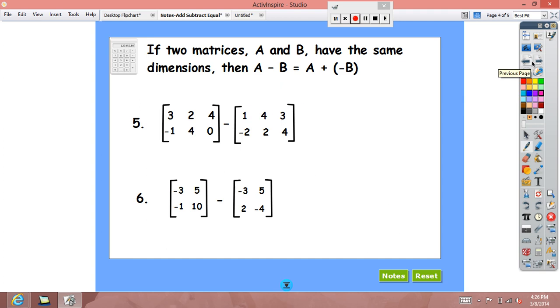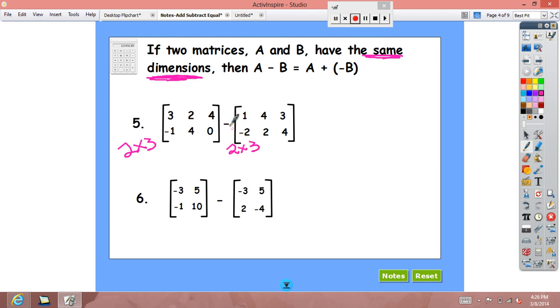Alright, so similar to addition, when we have subtraction, as long as the matrices have the same dimensions, I can subtract them, and subtracting is the same as adding the negative. So I usually think that's easier. I have this one matrix, and this is a 2 by 3. Great. We can subtract these 2 by 3 matrices.